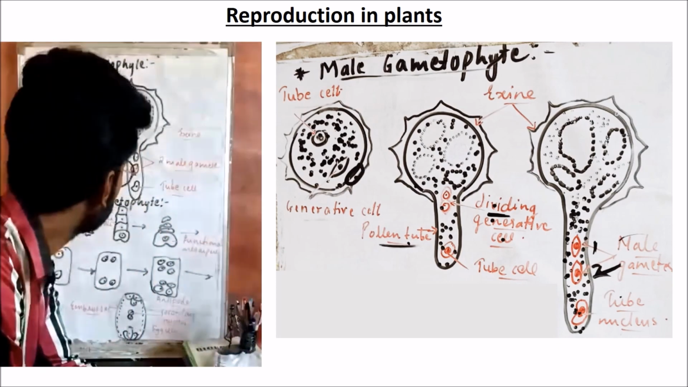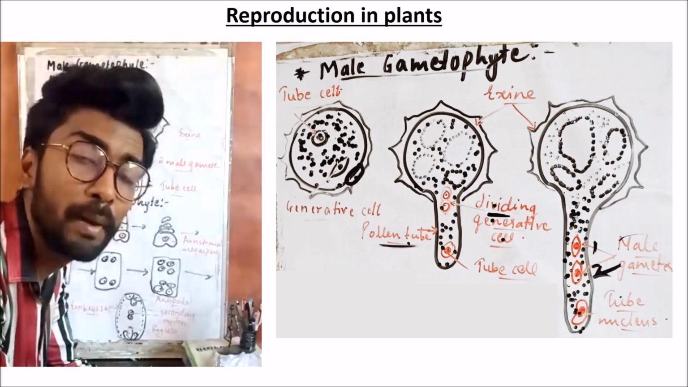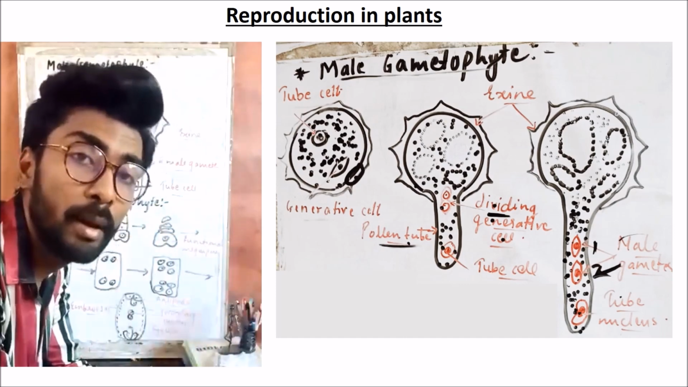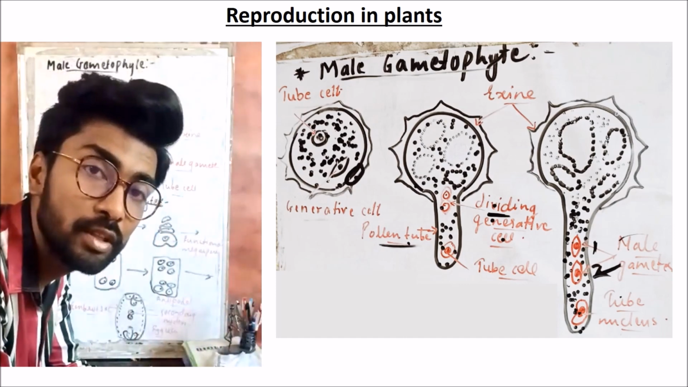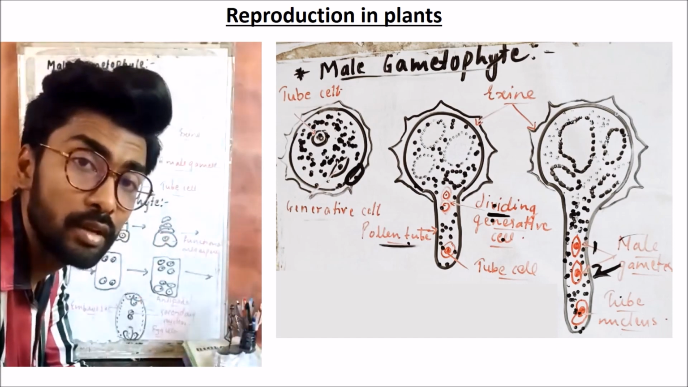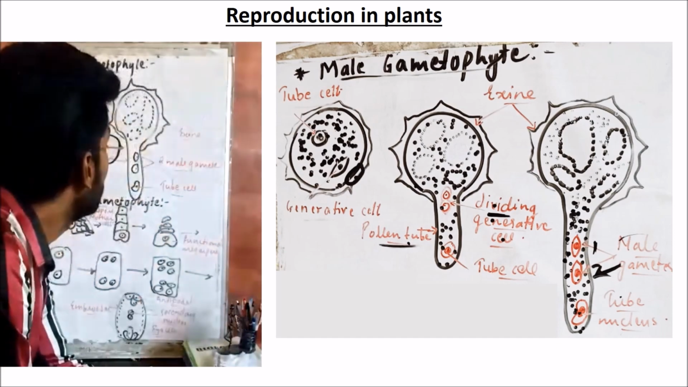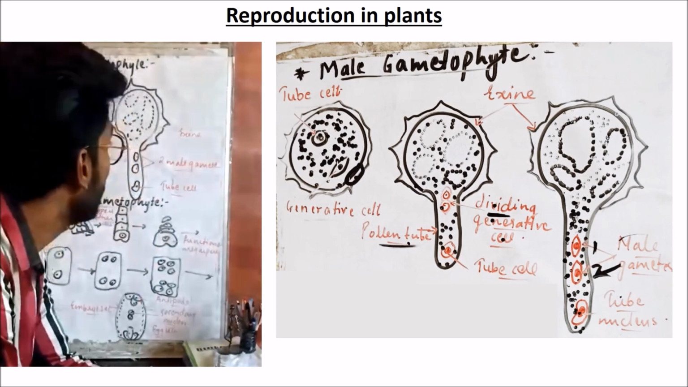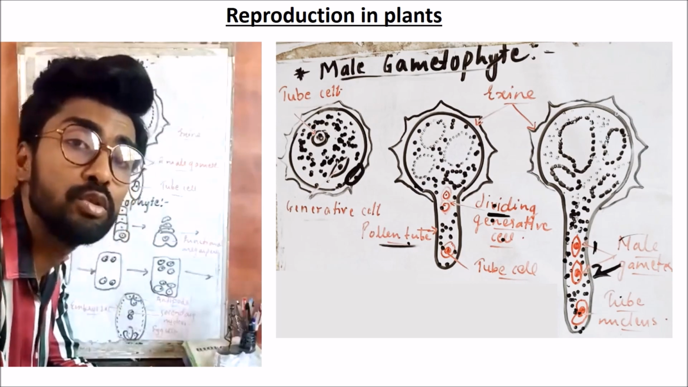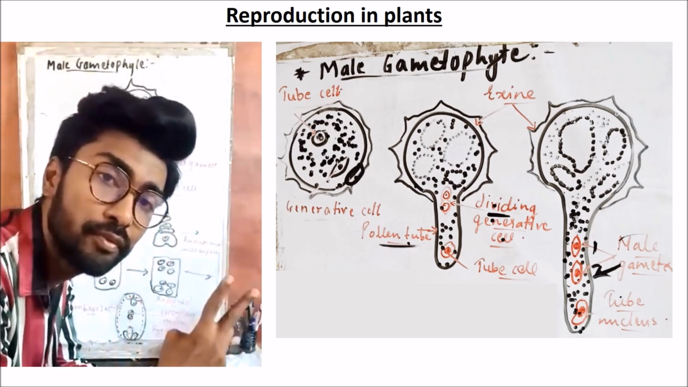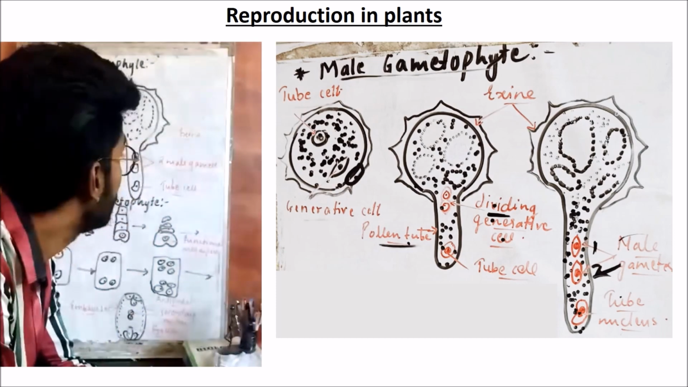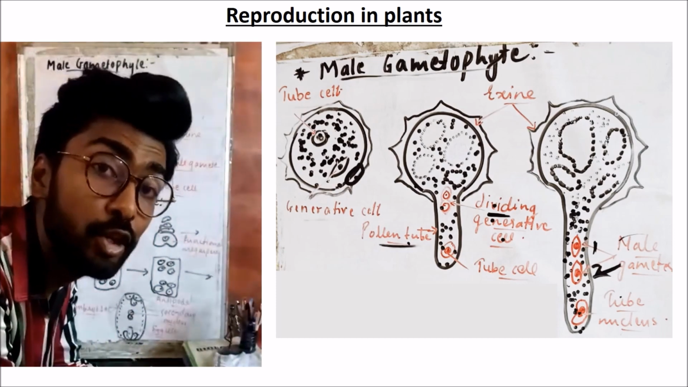Now let's divide this topic into two parts. The development of the male gametophyte occurs in two important steps. Number one, before pollination in the pollen sac. Number two, after pollination on the stigma. Before pollination, the protoplast of the pollen grain undergoes mitotic cell division to form two unequal cells. Those two unequal cells are called the generative cell and the tube cell nucleus.